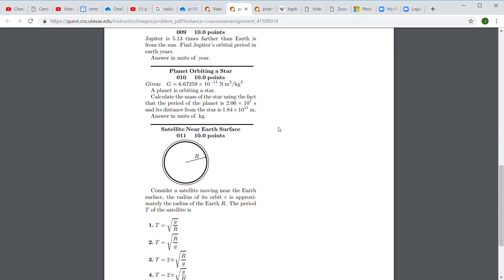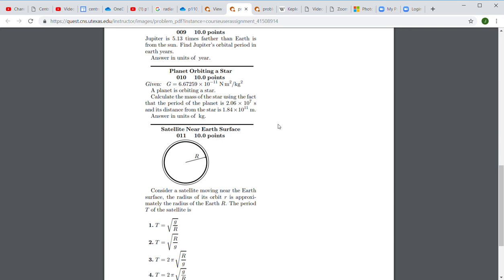Problem 10. A planet's orbiting a star. Calculate the mass of the star using the fact that the period of the planet is so many seconds and the distance from the star is so many meters. So this is the same trick we did in class. We just set G times the mass of the planet times the mass of the star divided by the radius squared is equal to mv squared over r. And we can cancel 1 power of r in the denominators.